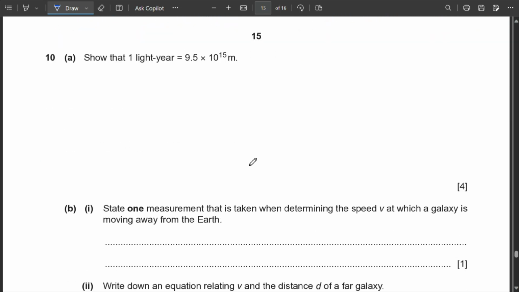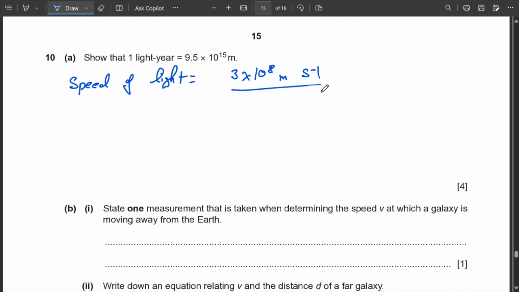Now the last question, the 10th one. Show that 1 light year is 9.5 into 10 to the power 15 meter. See, 1 light year is the distance traveled by light in 1 year. So what do we have to do? First of all, what is the speed of light? The speed of light is 3 into 10 to the power 8 meter per second.